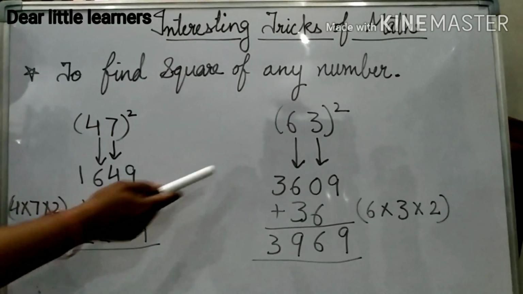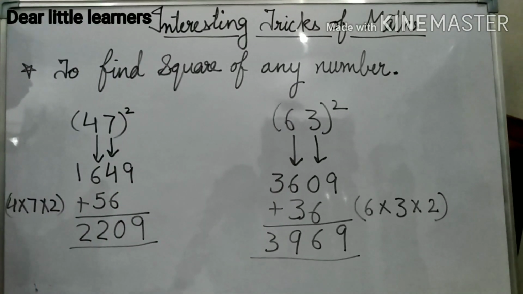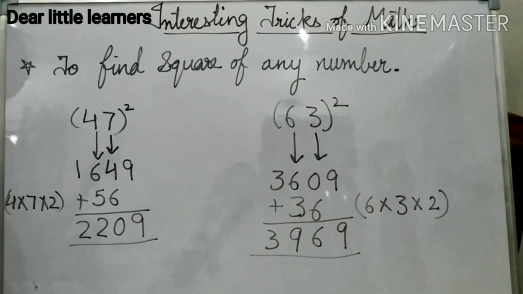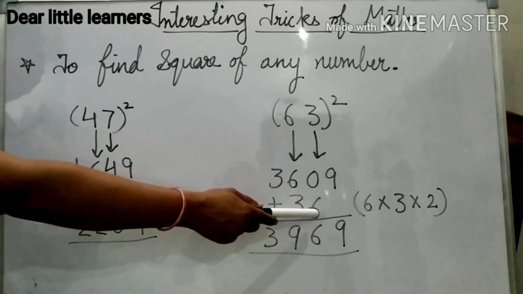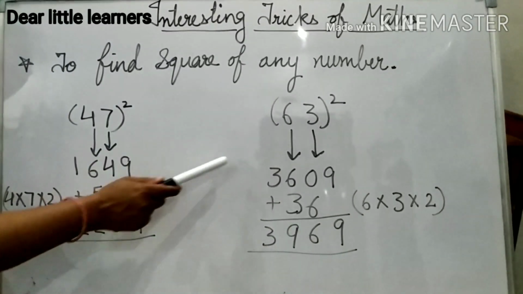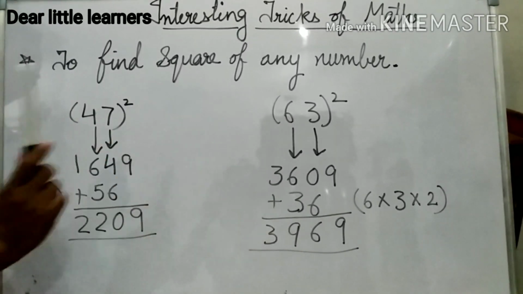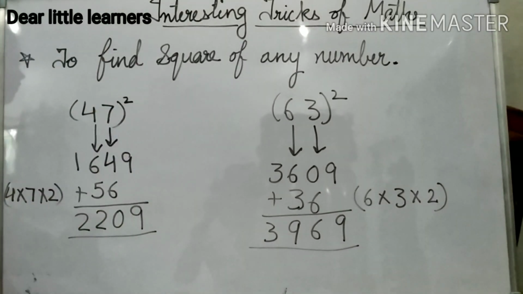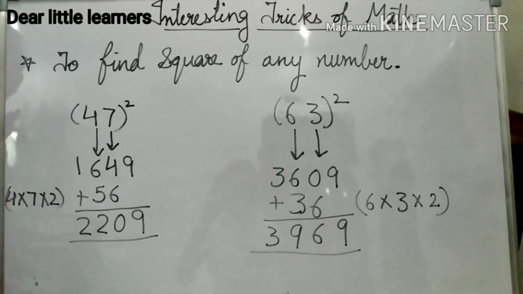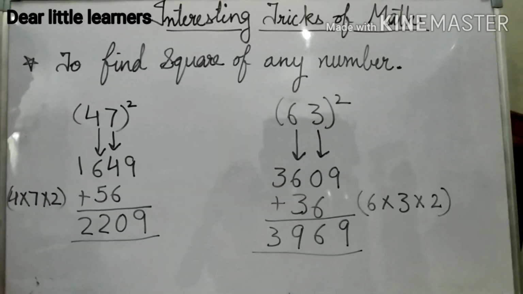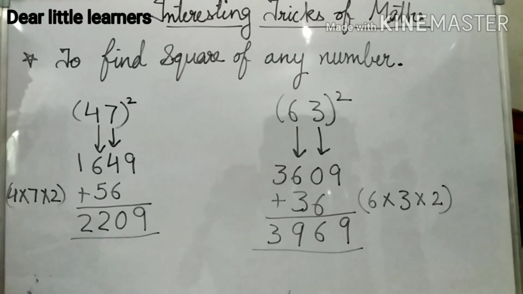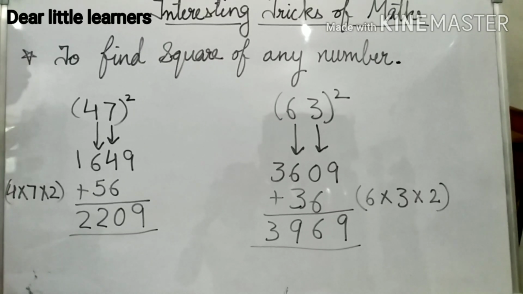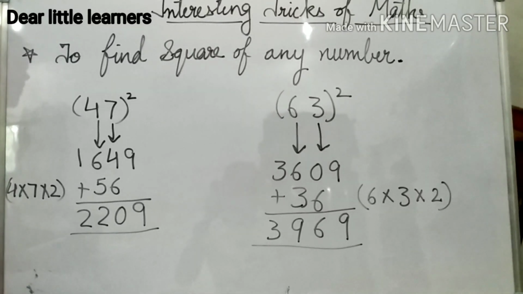6 times 6 is 36. And after that, what I told you in the second step, multiply 6 by 3 and then by 2. 6 multiplied by 3 multiplied by 2, that is 36. So 36 we have to write below these two numbers, and then we will add these numbers, and we have got the answer 3969. This is the square of 63. So children, you can see in a very simple way we can find the square of these numbers, and these tricks are very helpful for you in exams, because during the exam we don't have so much time to do all the calculations. So these tricks are very useful for you at that time.